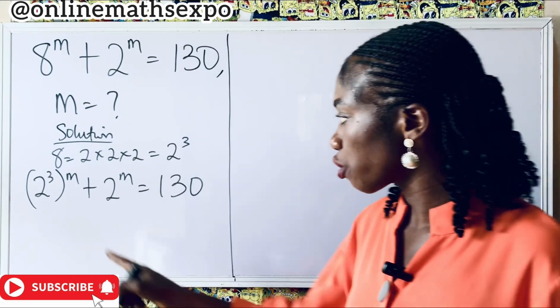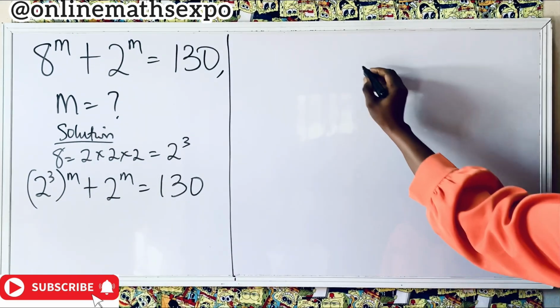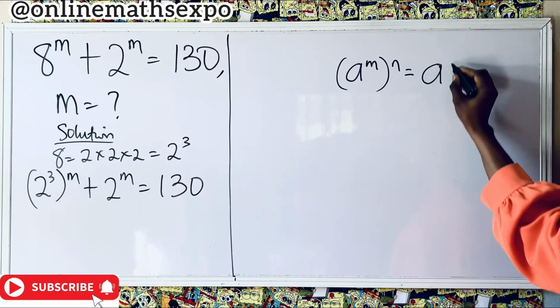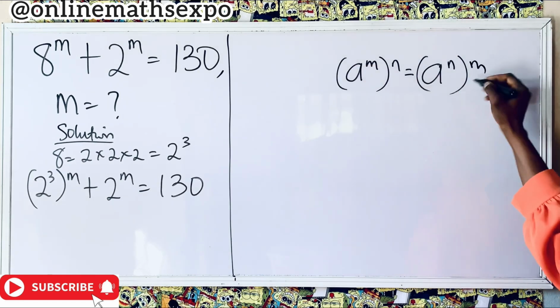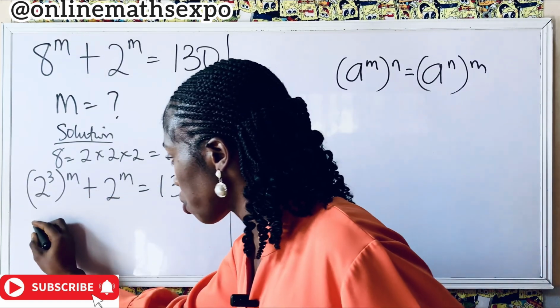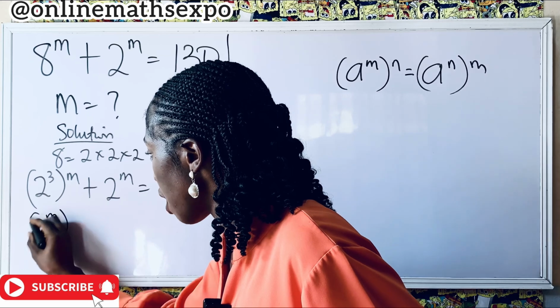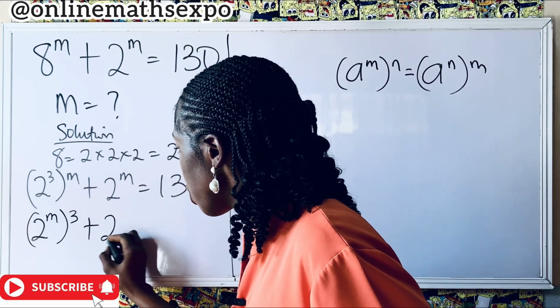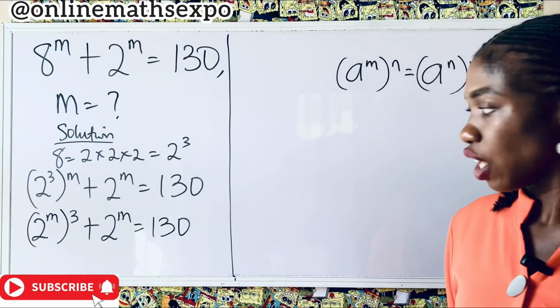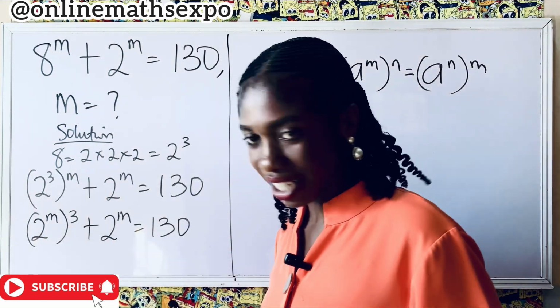Now remember your rule of exponents, which says a to the power of m to the power of n is also the same with this. You only switched the powers, okay? So you can switch powers here to have 2 to the power of m to the power of 3 is equal to 130. Did you see that? You observe that these two are now the same.